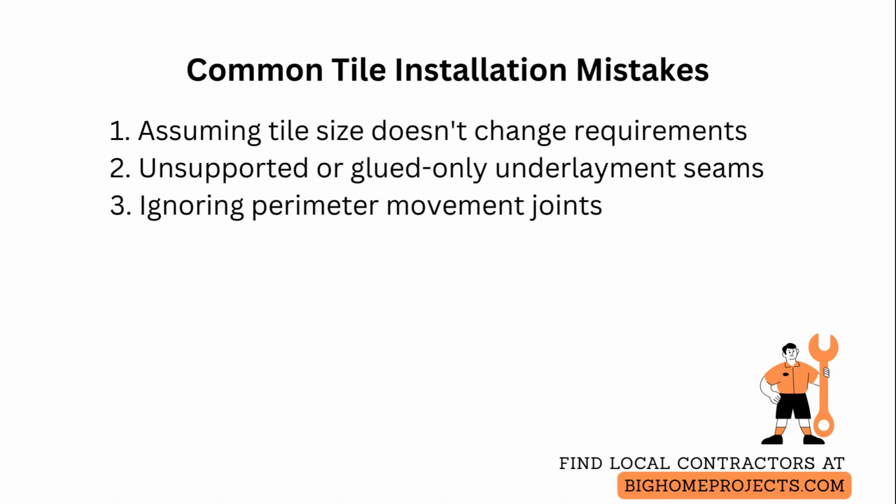Another frequent problem is installing underlayment over an unsupported or gluing-only seam, which leads to localized flex and cracks. The remedy is to screw and glue underlayment per industry pattern and stagger joints away from tile joints. Homeowners also often ignore perimeter detailing and movement joints, which transfers building movement into tile fields. Add properly placed movement joints at perimeters and at the recommended spacing across the field to prevent stress transfer.